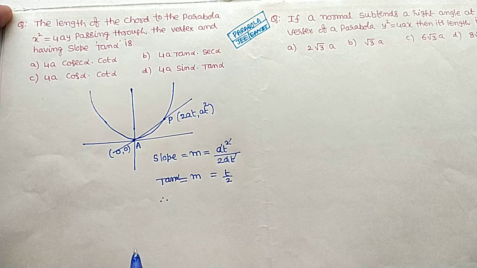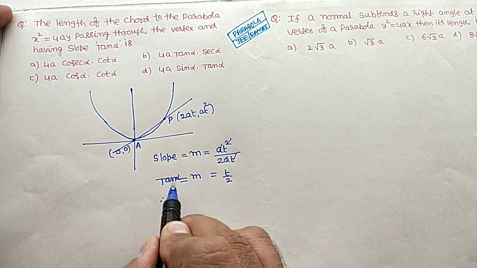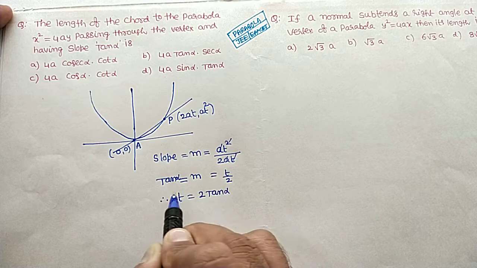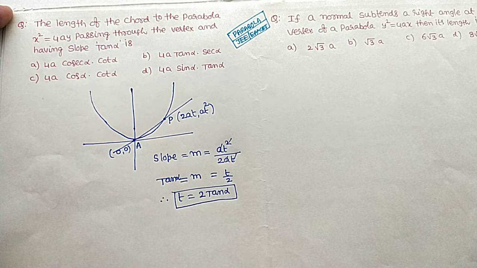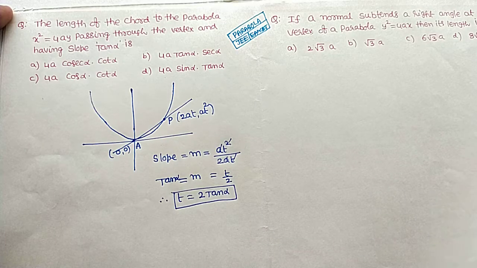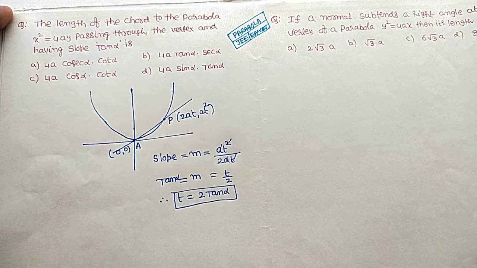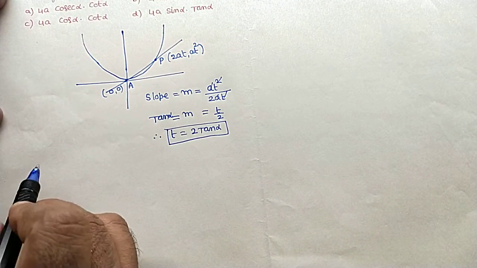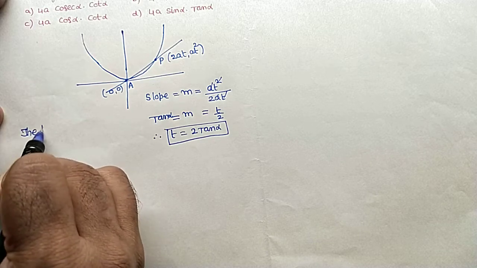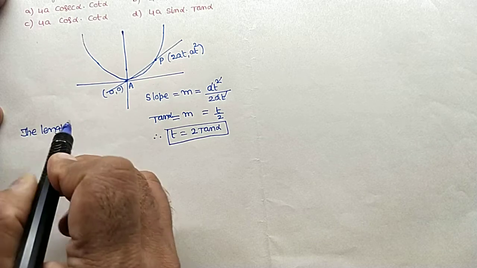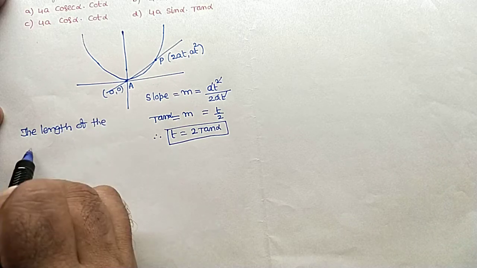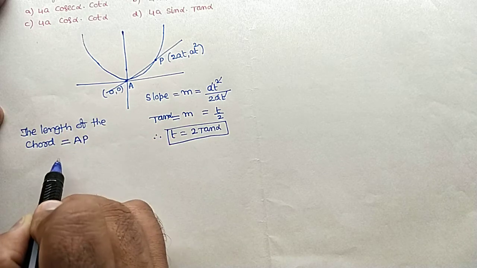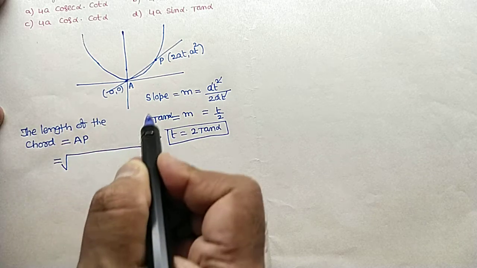Therefore, from this, make t the subject. Tan alpha equal to m equal to t by 2. t is equal to 2 tan alpha. After getting the value of t equal to 2 tan alpha, they are asking to calculate the length of the chord. What is the chord here? AP is the chord. From the figure, AP is the chord. Therefore, the length of the chord AP is, from the figure, the distance between these 2 points only, no?